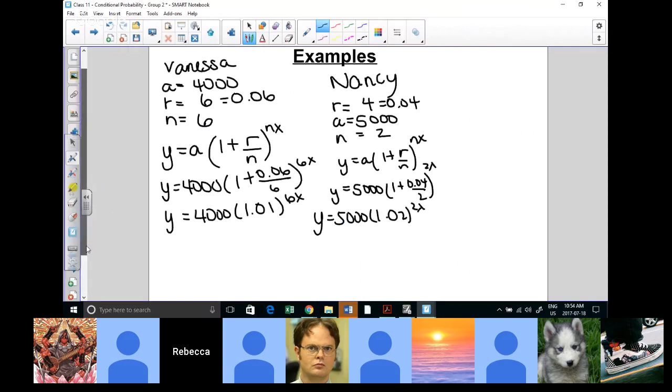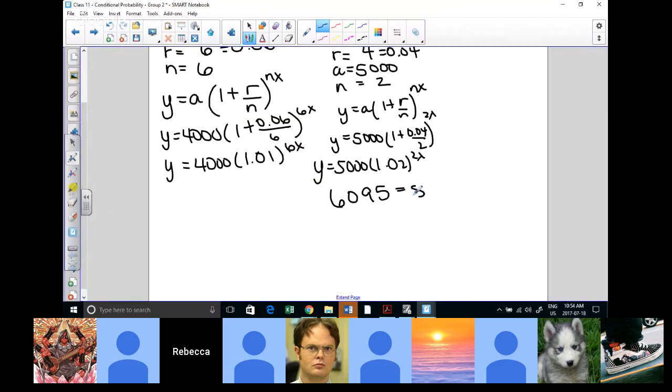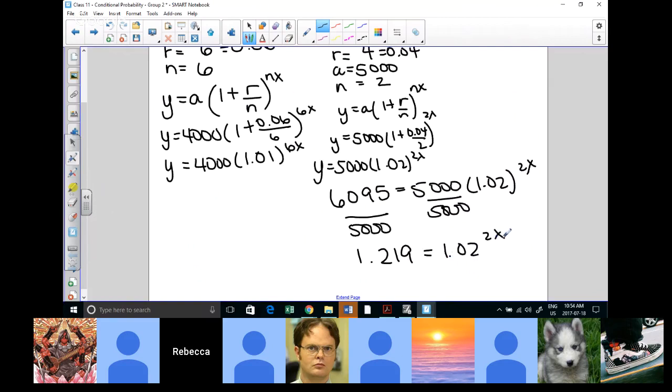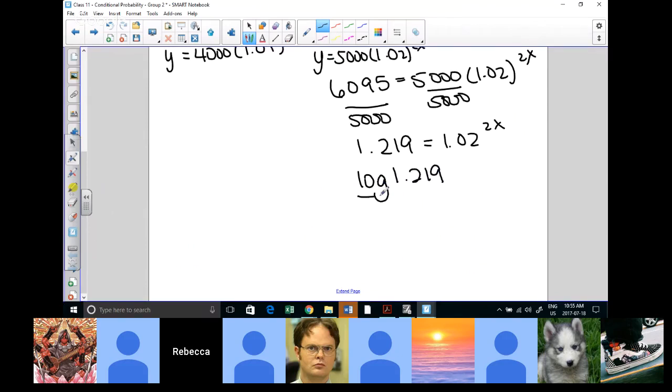And in this case, you know that Nancy reached 6095. So you would solve for this. You divide by 5,000. 1.219 equals 1.02 to the 2x. Here you would get log of 1.219 divided by log of 1.02. That's going to be 2x. So log of that divided by log of 1.02 gives me 10. So if I divide by 2, that gives me 5. That means 5 years have passed.